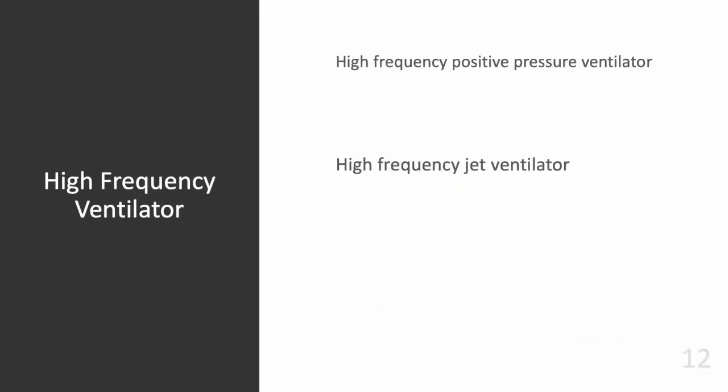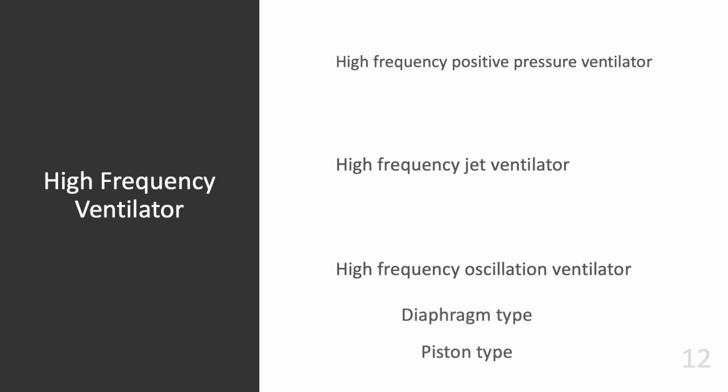And this slide shows the classification of HFOs. High-frequency positive pressure ventilators increase the frequency while in conventional mode, and high-frequency jet ventilators deliver high-pressure jet flow at high frequency. And the subject of our discussion today, the high-frequency oscillation ventilator, is classified especially according to the type of drive, like diaphragm and piston type high-frequency oscillation ventilators.